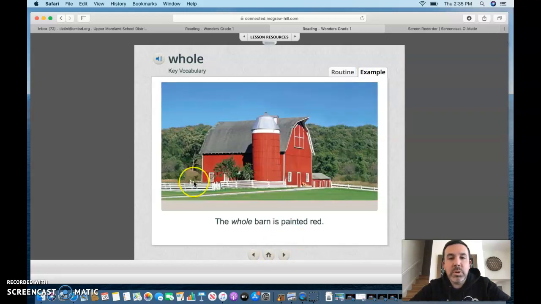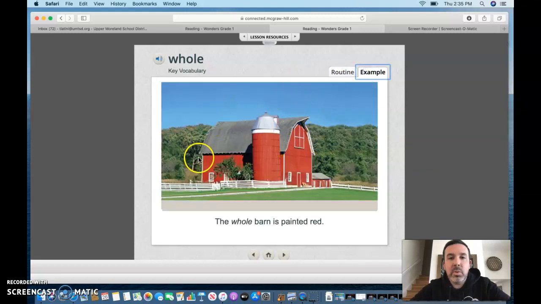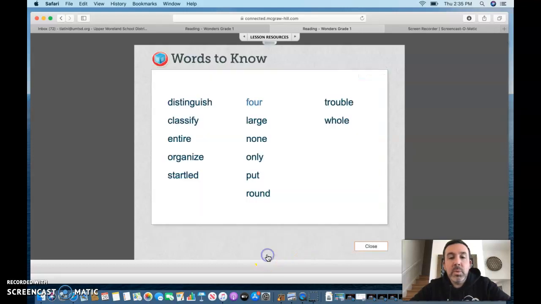And then this word is the word whole. Listen. Whole. The whole barn is painted red. And when something is whole, it is complete. None of it is missing. So this whole barn is painted red. So what you're going to do is just go over your sight words again. I want you to put them in ABC order, and then I would like you to write a sentence for each of the vocabulary words here today.